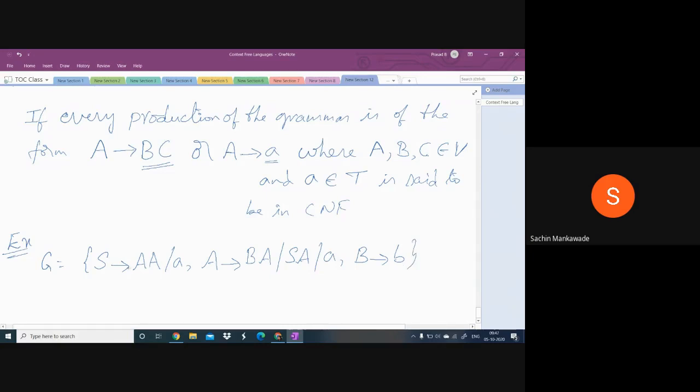Look at this grammar. Capital S, capital A, capital B are the non-terminals, and small a, b are the terminals. Here, in every production the left side is single, and on the right side these two are non-terminals, so it is in the form A to BC, and this is a single terminal, so it is in the form A to a. So every production in this grammar is either of the A to BC form or the A to a form. Therefore, this is in CNF.